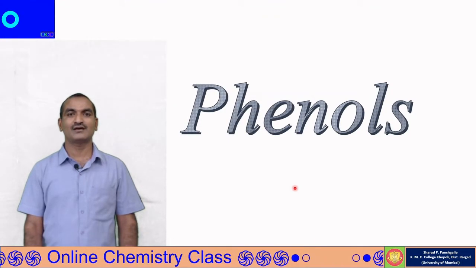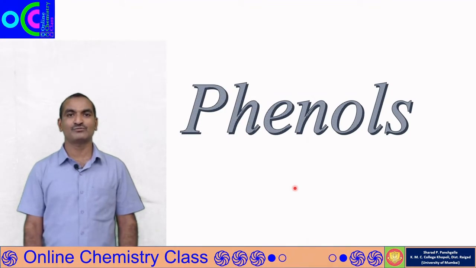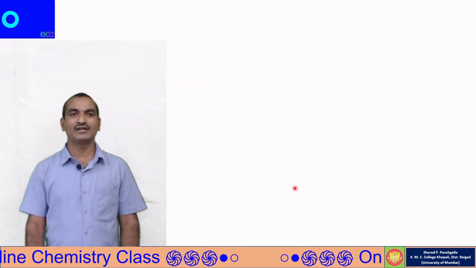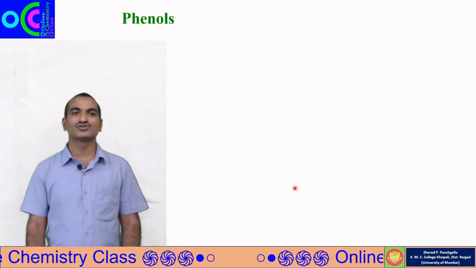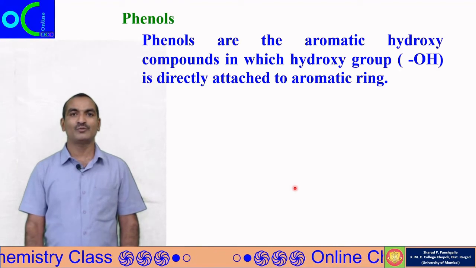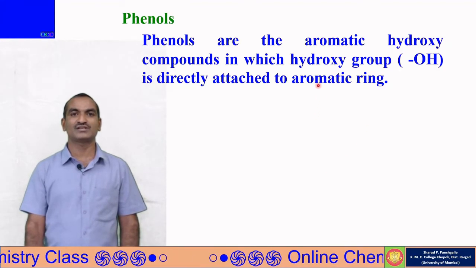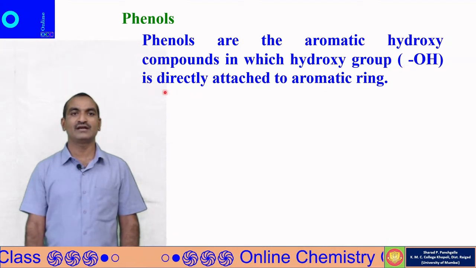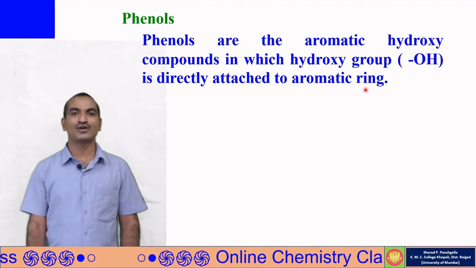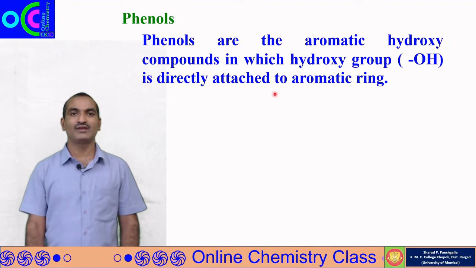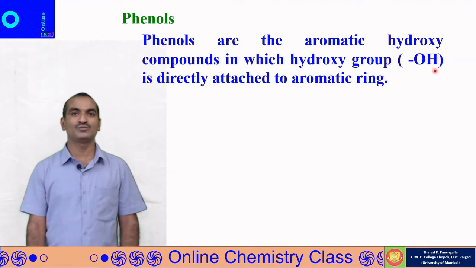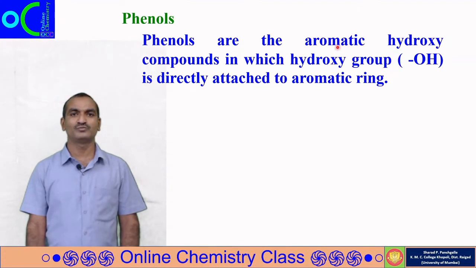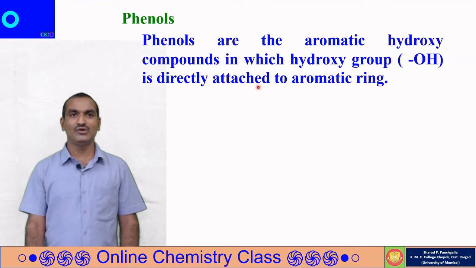So phenols are one of the important class of organic compounds. First we'll see what is the definition of phenols. Phenols are the aromatic hydroxy compounds in which hydroxy group, that is OH group, is directly attached to aromatic ring. So whenever the hydroxy group is directly bonded to the aromatic group, that will be known as the phenol.